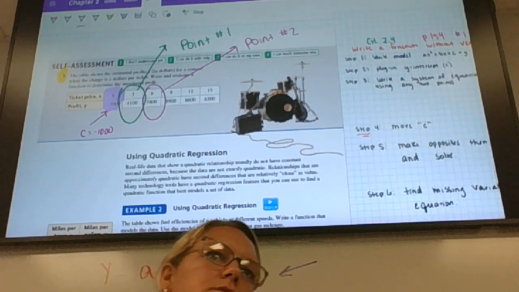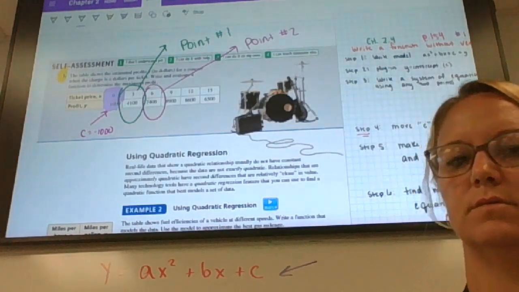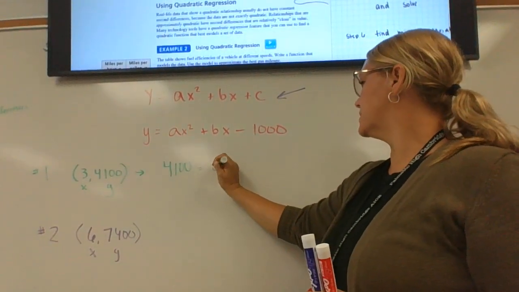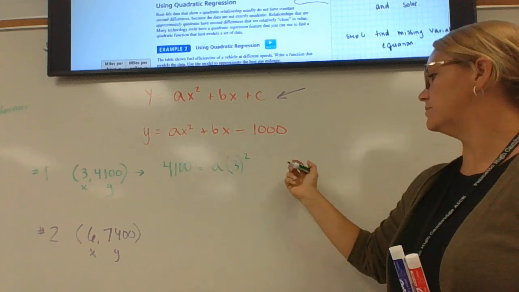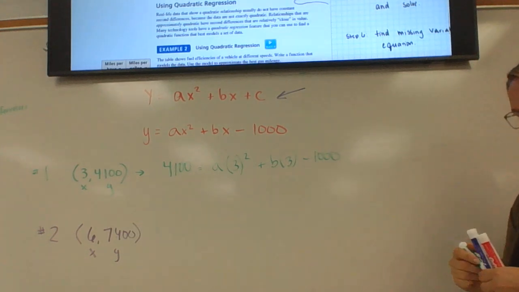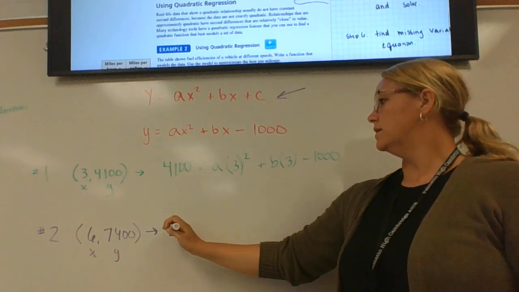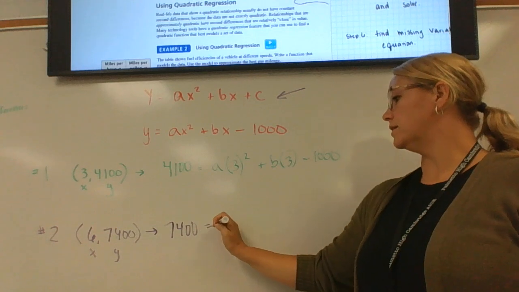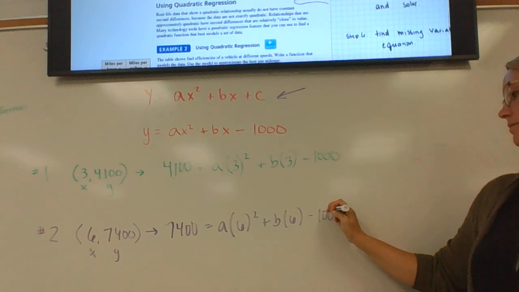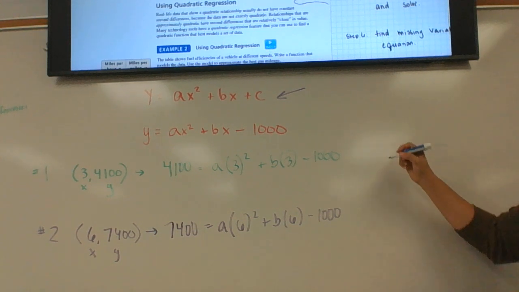So it would be, in the Y spot is 4,100. And then right in the X, we're going to put 3. So first it would be 3 squared A plus B times 3 minus 1,000. And then I do that again, and I use the second ordered pair. 7,400 equals A. This time I put a 6 in, minus 1,000. Okay?